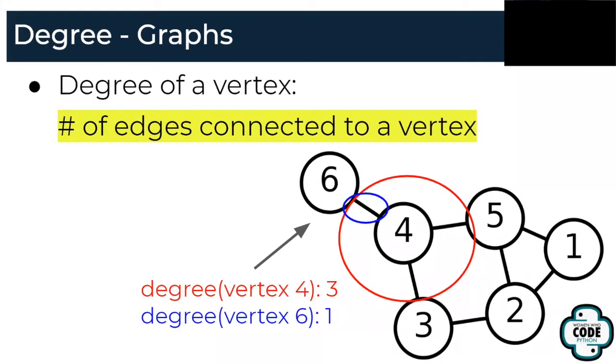Another concept that we'll visit is degree. The degree of a vertex is the number of edges that are directly connected to the vertex. So here, for example, the degree of vertex 4 is 3 because the number of edges attached to vertex 4 is 3: 1, 2, 3. And if you look at vertex 6, we only have one edge attached to it, so the degree of vertex 6 is 1.